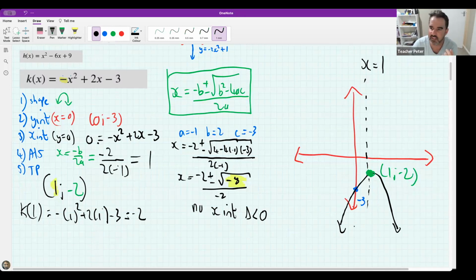And then the only thing I still have to do now is label the graph K. So I've labeled my y-intercept, I've labeled my turning point, labeled the graph, I've labeled the axis of symmetry, and that's it. That's my parabola drawn.